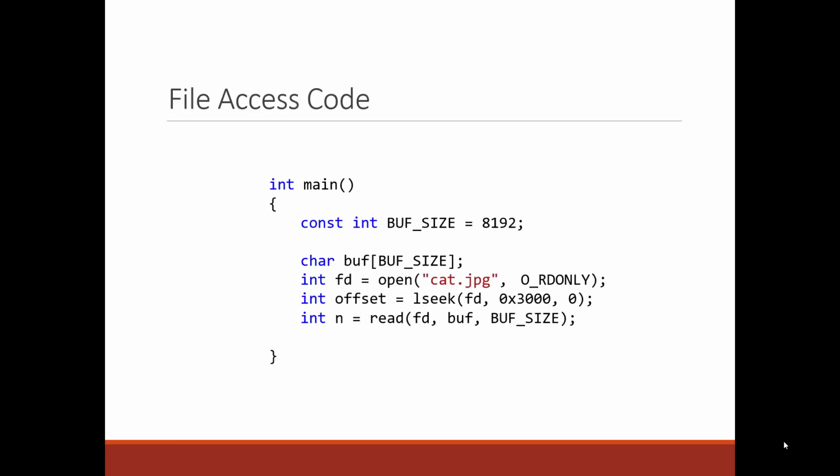Here's the code we were looking at. I basically open up a file. It's called cat.jpg. It's a picture of my cat. I go ahead and move the pointer, the seek pointer of the file, to hex 3000. After this, I read into a private buffer 8192 bytes. The question is, how does the file know where those 8192 bytes are on the backing storage?